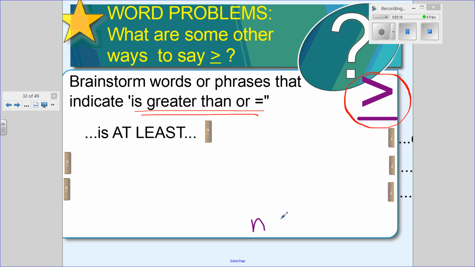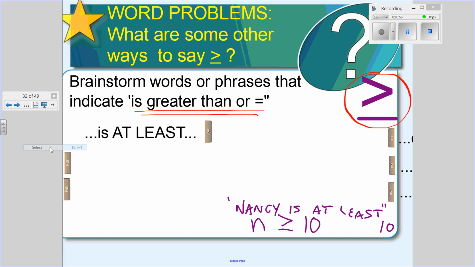So if n is at least 10, Nancy's age is at least, she's at least 10 years old. Let me actually write that out. Nancy is at least 10. That would indicate that she could be exactly 10 years old. It could also indicate that she is older than 10, probably something around 10, 11, 12, 13, 14, 15, whatever, but she is at least 10. We have not put any other constraint on it, so it is greater than 10 or equal to 10.